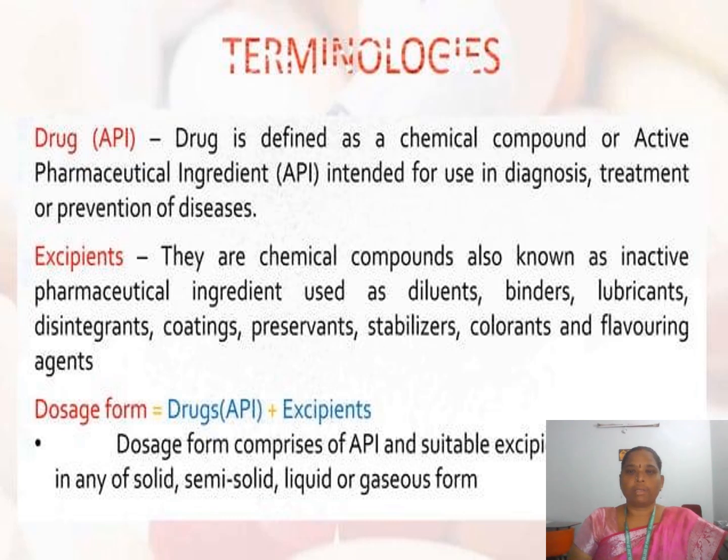Excipients. Excipients are chemical compounds, also known as inactive pharmaceutical ingredients, which are used as a diluent, a binder, a lubricant, and also disintegrant, coating agent, preservative agent, stabilizing agent, coloring agent, flavoring agent and sweetening agent also. So the dosage form is nothing but a preparation consisting of a drug and excipient. It may consist of one drug or more than one drug with any suitable excipient or additive in the form of solid, semi-solid, liquid or gaseous form.